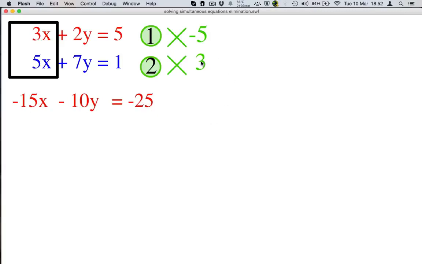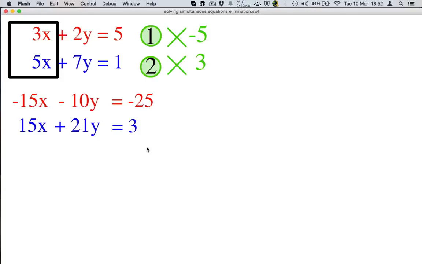Okay, let's do the second equation. 3 times 5 is 15x. 3 times 7y is positive 21y. 3 times 1 is 3.